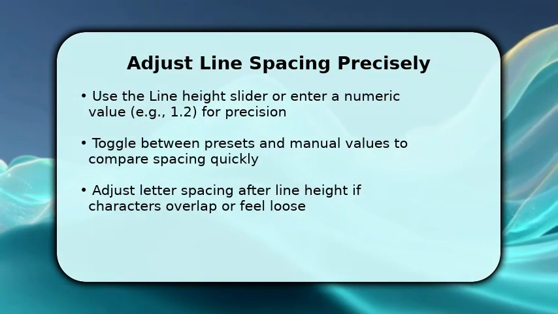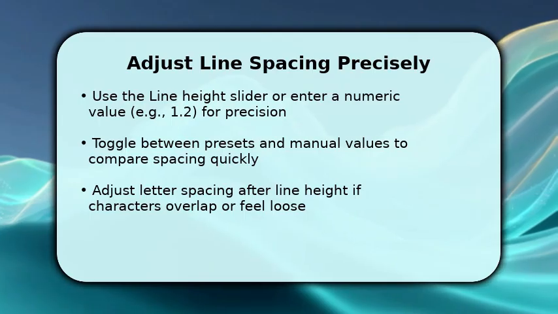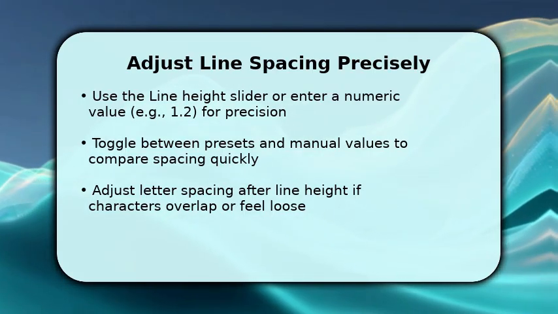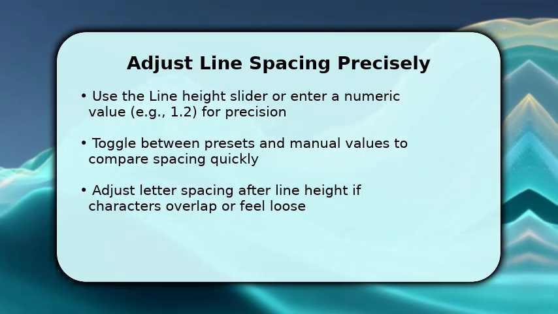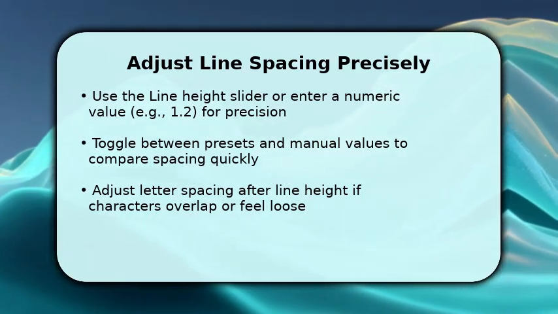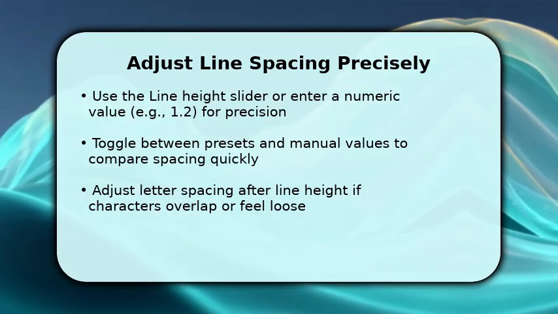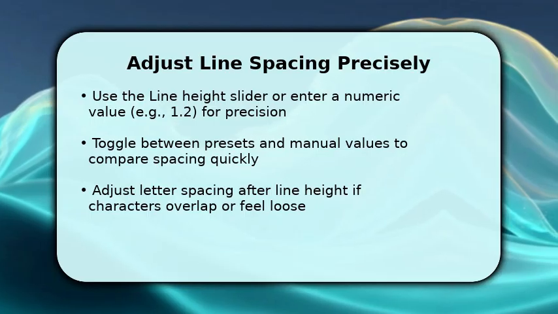Now adjust the line height control. Drag the slider for visual feedback or type a value like 1.2 to be precise. Once done, scan the paragraph flow so you can judge readability. Tighter lines save space, wider lines improve clarity. Make sure to check headings versus body text because different sizes need different spacing.